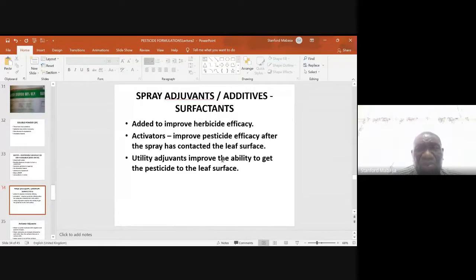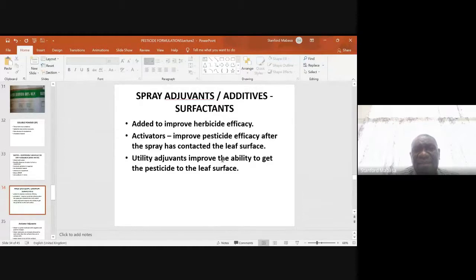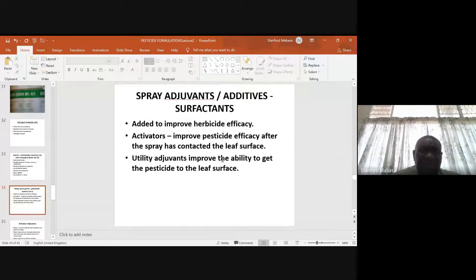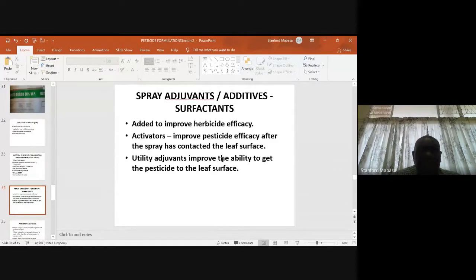Here I'm going to talk about the additions which can accompany the active ingredients, which can be part of the formulations. What we call spray adjuvants, additives. These are surfactants. This could be added to improve herbicide efficacy or any other pesticide efficacy.